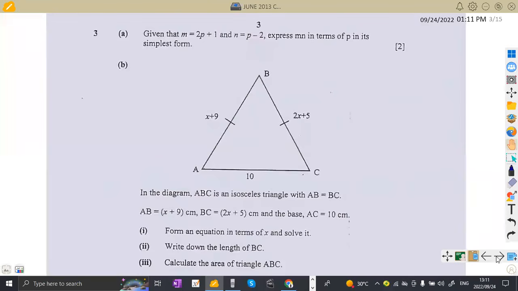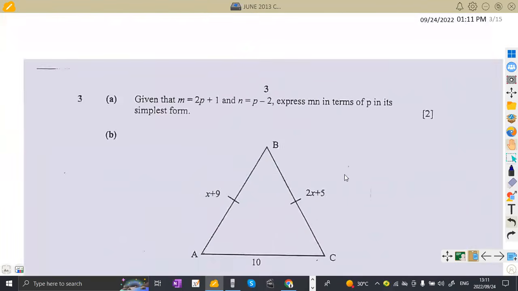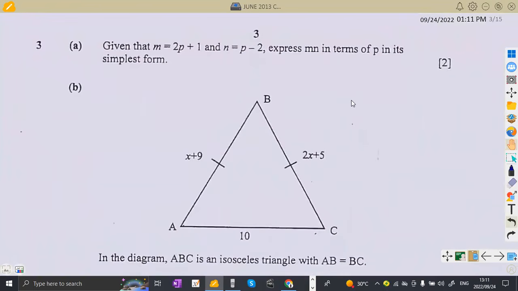Let us move on to the other part of the question, which is question 3. On question 3, we are given that m is equal to 2p plus 1, and n is p minus 2. Express mn in terms of p in simplest form. This is just multiplication, guys. mn simply means you're multiplying m and n. So we take our m, which is 2p plus 1.